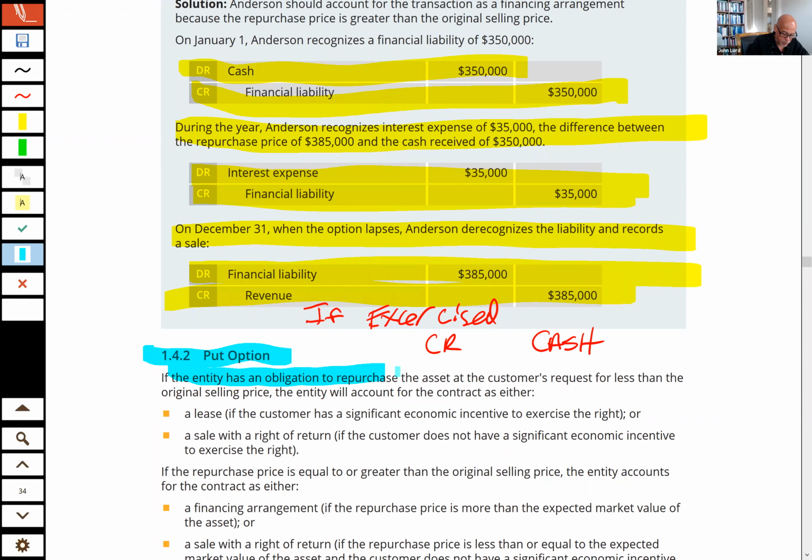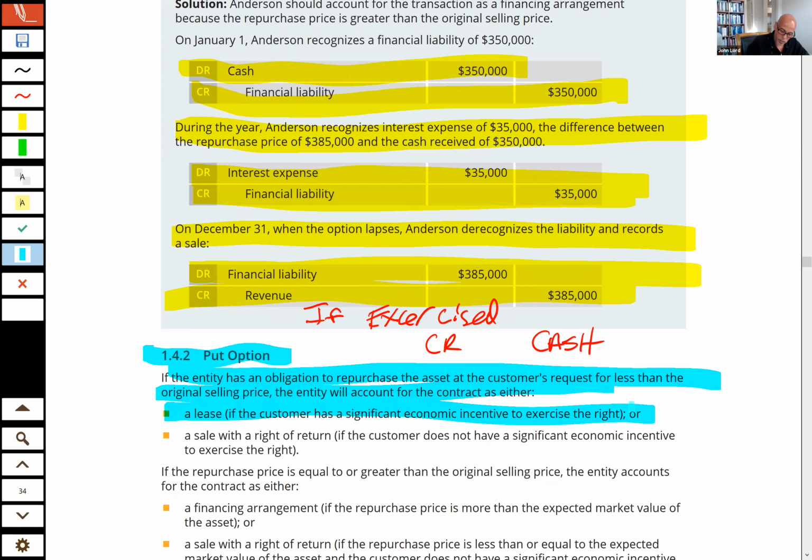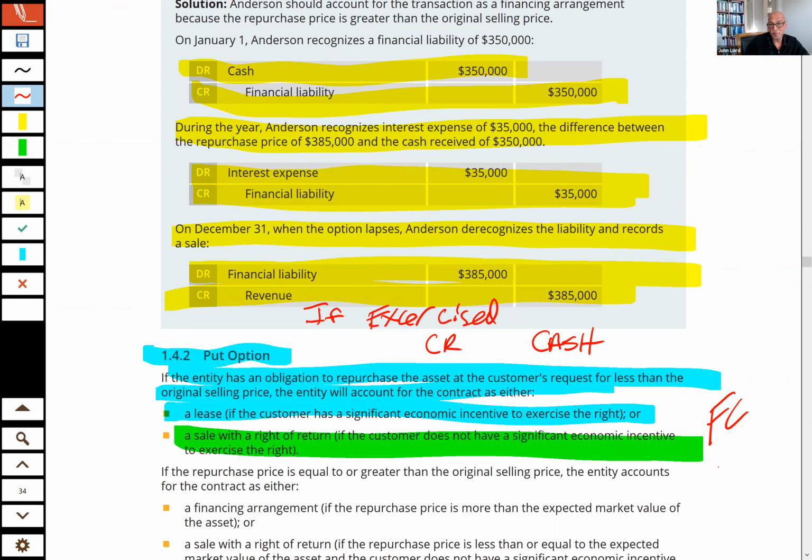So if the entity has an obligation to repurchase the asset at the customer's request for less than the original price, it is a lease. Again, we'll talk about leases in chapter 5, or it could be seen as a sale with the right to return. Flashcard that, it makes sense that if at some point in time they can force me to take the thing back, it's a sale with the right to return.